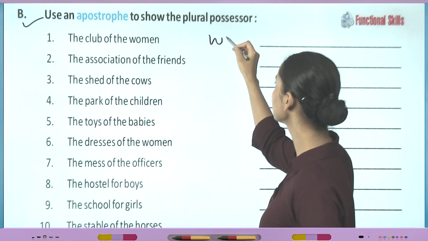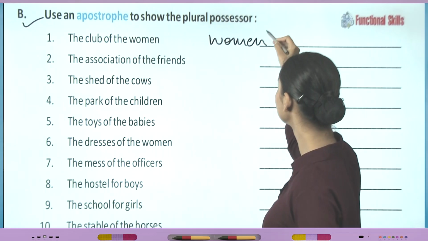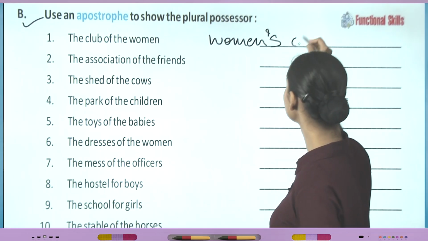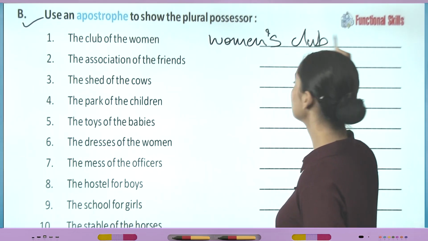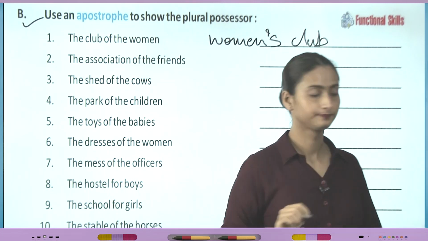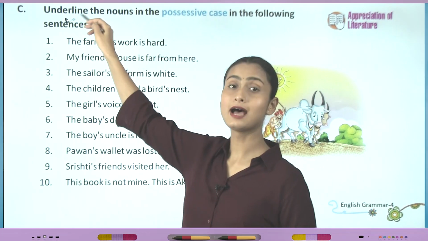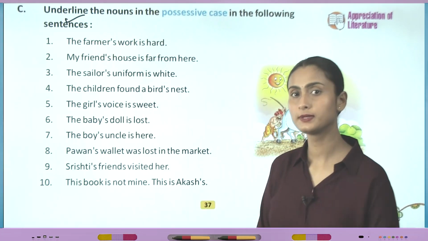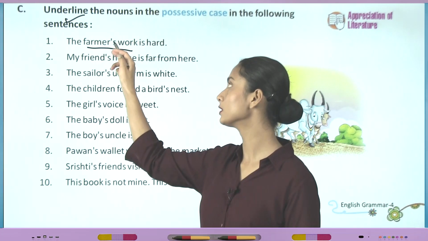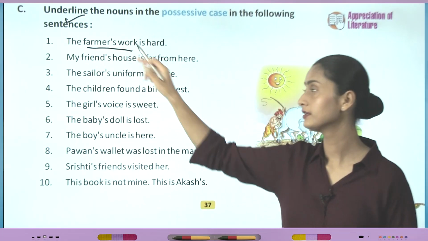So we can just write the women's club. Now underline the nouns in possessive case in the following sentences. So the farmer's work, because we have an apostrophe here.